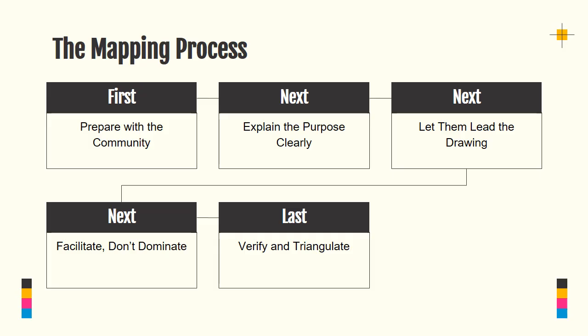Observe the process quietly and respectfully. Listen closely to what is being said and discussed. Take notes: who's speaking, who's quiet, are women or minority groups included? If not, bring them in. Once the map is ready, ask people to identify their own homes, clarify doubts, then verify the map with others. This step is called triangulation and it's crucial.